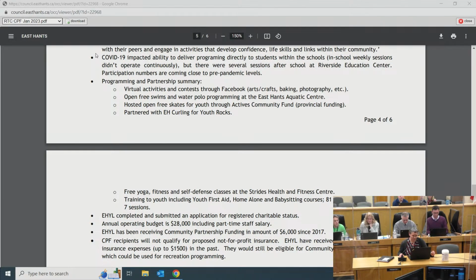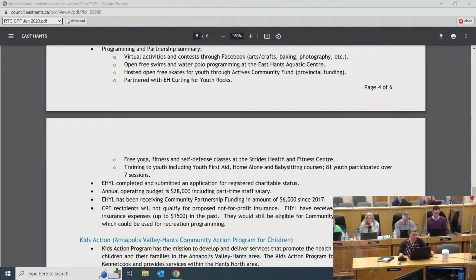They received $6,000 from us and have now for 7 years. They are another group that has been receiving community grant for recreation operating expenses, including insurance, and they would not be eligible for the new not-for-profit grant for insurance, but they would be able to access up to $1,500 through the community grant program, but just use it for a different purpose, which is one of the main strengths of the not-for-profit insurance grant, is we're going to get more people using the community grant for recreation programming.